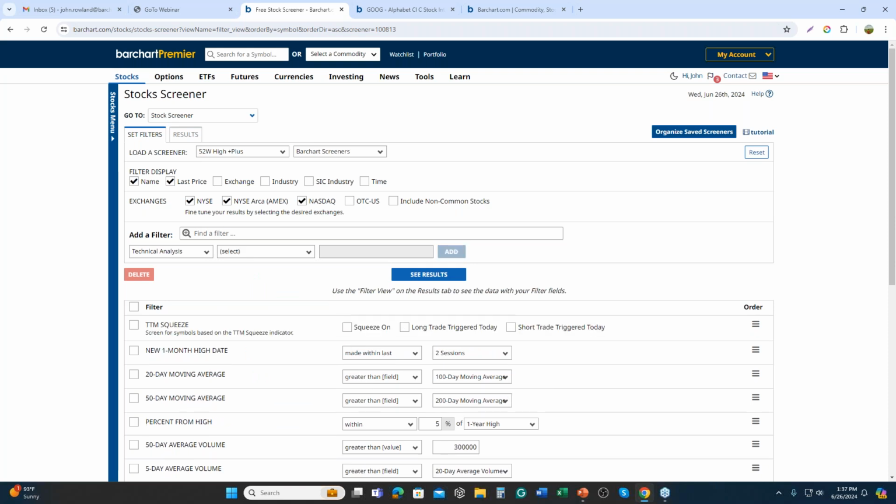Now, if you're not familiar with this, again, we have a webinar that goes into a lot of details about this. This is a volatility measurement that looks at Bollinger Bands and something called Keltner Bands. And what it does is it tells you when volatility is really low and then when volatility returns. In other words, price action starts to pick up.